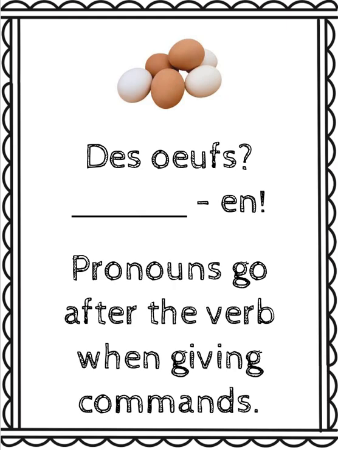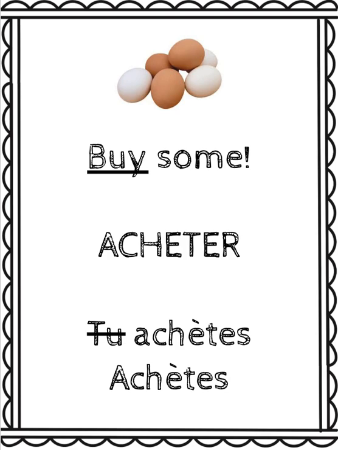When you're forming commands using pronouns in French, you're going to actually put the pronouns after the verb, and you're going to connect the verb and the pronoun or pronouns together with a hyphen or hyphens, okay? So we know that your pronoun en is going to go after the verb. Now, what we have to think about is which verb to use. So, of course, the verb to buy is acheter.